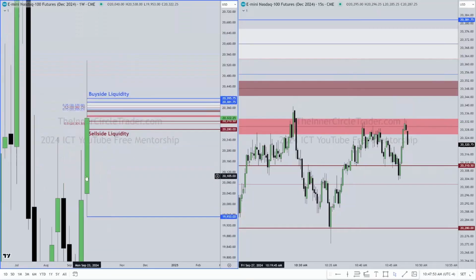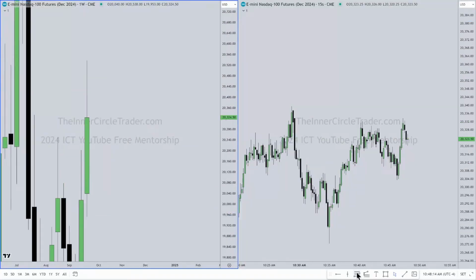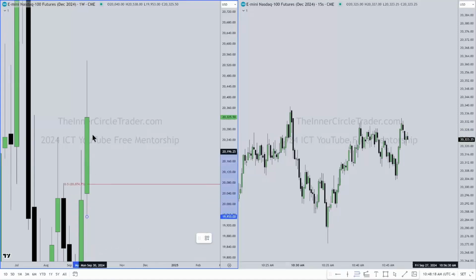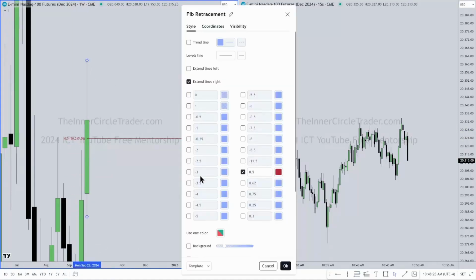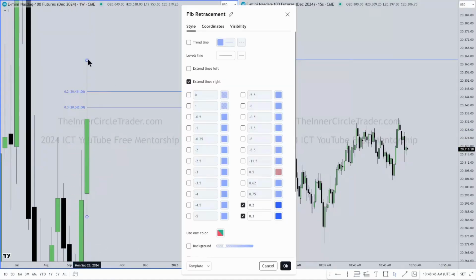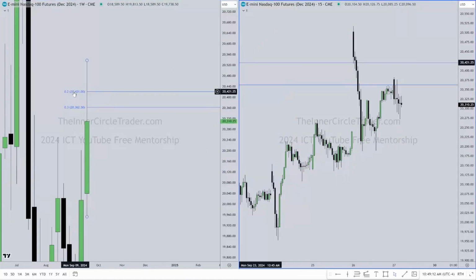All right, so we have a weekly candlestick. You see that sign? If we take the low, draw it all the way up to the highest high, go into your fib settings. Here's 20% retracement from the highest high of the week, and here's 30% of the range. The 20,421 level, we opened here on a Friday. We had a gap higher opening.